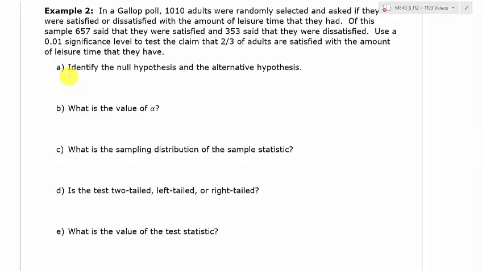In a Gallup poll, 1,010 adults were randomly selected and asked if they were satisfied or dissatisfied with the amount of leisure time that they had. Of this sample, 657 said they were satisfied and 353 said they were dissatisfied. Use a 0.01 significance level to test a claim that 2/3 of adults are satisfied with the amount of leisure time they have. Part A, identify the null hypothesis and the alternative hypothesis. In order to do this, we want to write out our claim and then the opposite.